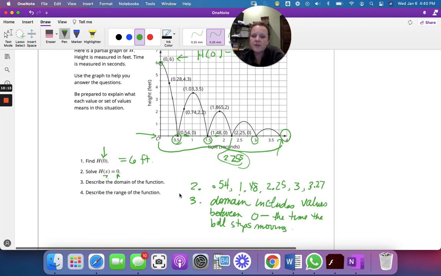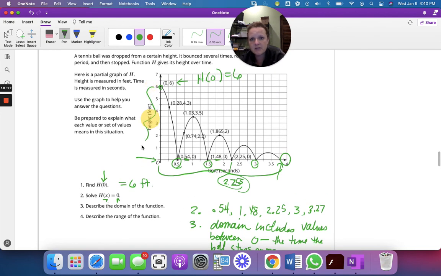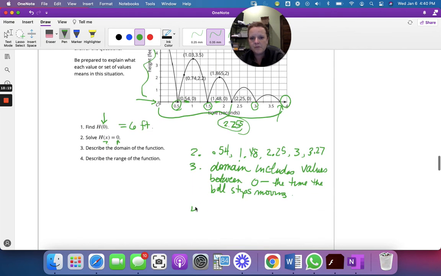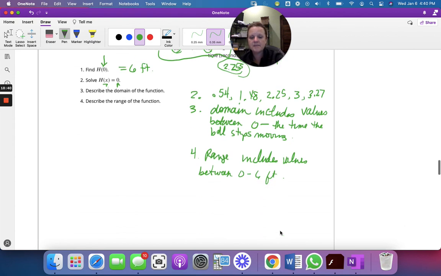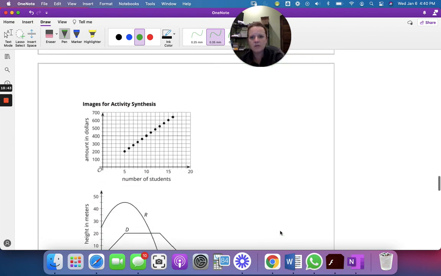Cool. Now describe the range of the function. The range is this side. The range includes values between 0 and 6 feet, which is the height from which the ball is dropped. Makes sense. And it's any values. Doesn't have to be whole numbers or anything.